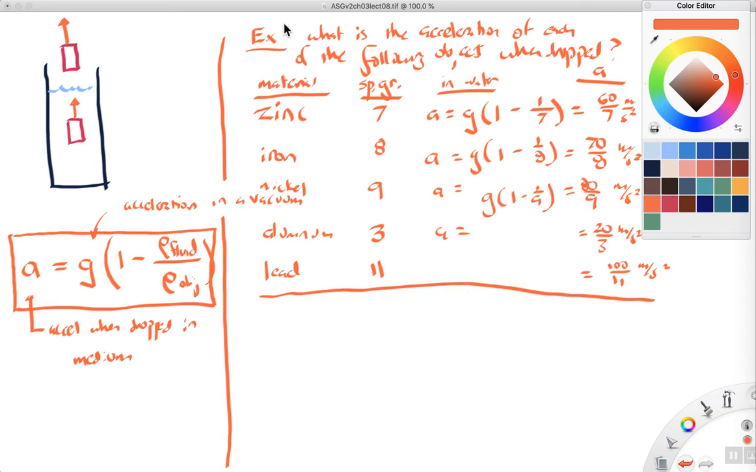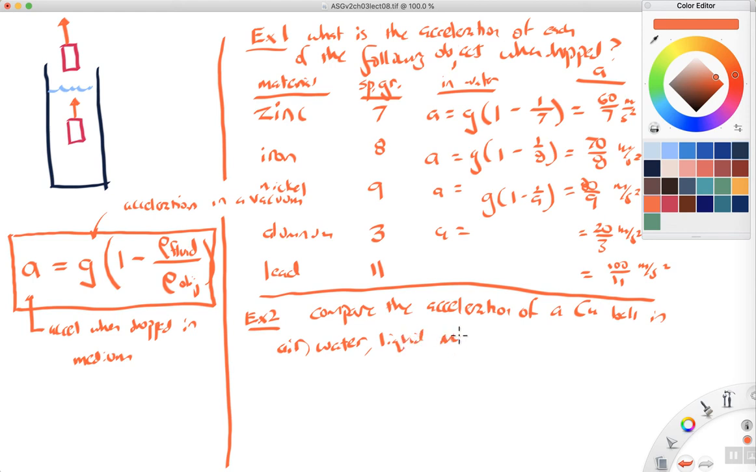Okay, what about this? So this is example 1. What about example 2? Compare the acceleration of a copper ball falling in air, water, and liquid mercury. So compare the acceleration of a copper ball in air, well, let's do air, in water, and in liquid mercury. Whereas in the previous example, I was imagining all of them falling in the same medium but different materials, here I'm imagining the same material, copper, falling in 3 different media.